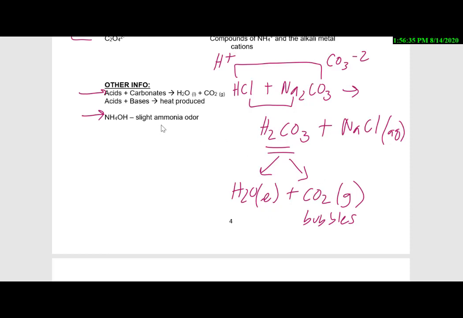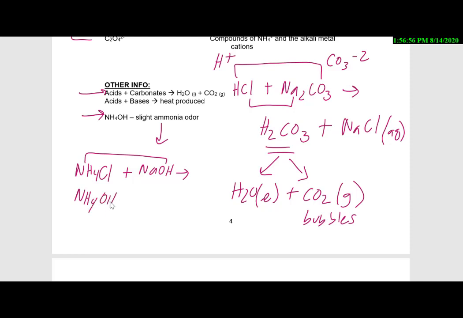The other gas formation that you may see is the formation of ammonia. So for example, if you had NH4Cl and you put it with NaOH, once again, these two come together.